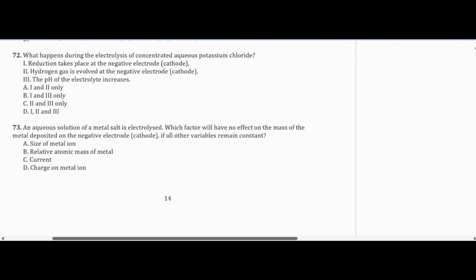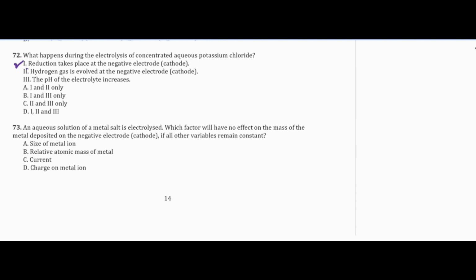72. What happens during the electrolysis of concentrated aqueous potassium chloride? Okay. Reduction takes place at the negative electrode, the cathode. So we're using an electrolytic cell. Oxidation always occurs at the anode, which means reduction takes place at the cathode. And in this case, the cathode is the negative electrode. So yes, hydrogen gas is evolved at the negative electrode.